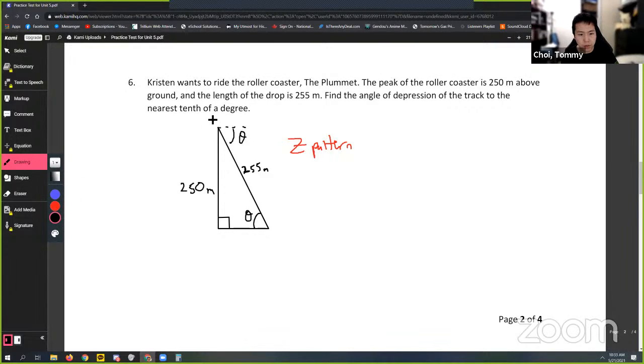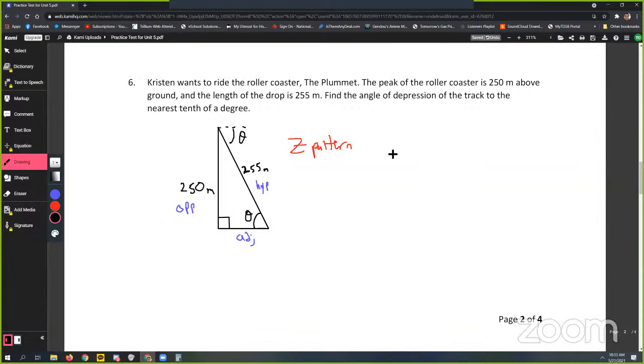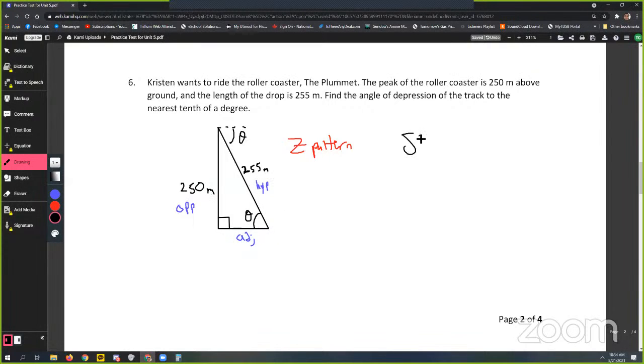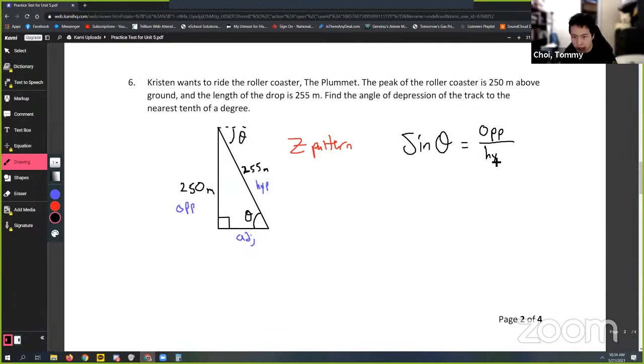Well, let's label this stuff here. If that's theta, this is opposite, this is adjacent, and this is hypotenuse. What do I use? Sine, cosine, or tangent? Cosine? No. It is not cosine. We have opposite and hypotenuse. This would be sine. So sine theta is opposite over hypotenuse.